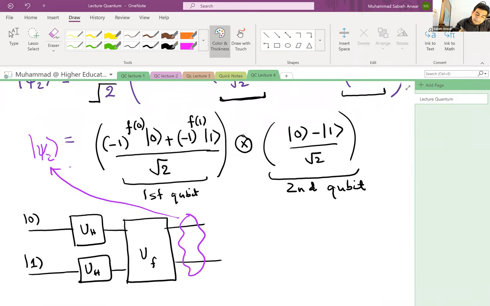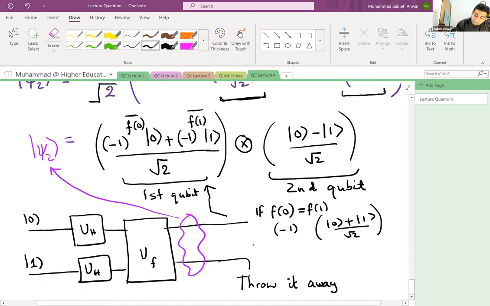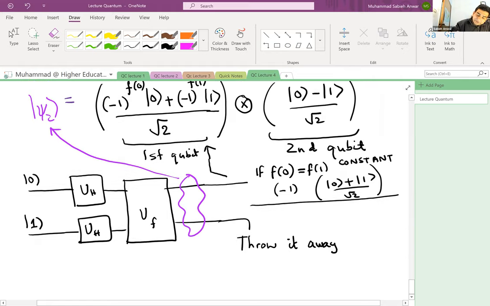Now, this turns out to be pretty neat because the second qubit is independent. It has been factorized out. And we don't care about it. We can just throw it away. It becomes a don't care condition. Throw it away. However, it was needed for the actual function evaluation. Now, look at the first qubit. This is the state of the first qubit. If f0 is the same as f1, then my first qubit is minus 1 times (0 plus 1) over root 2. Okay, so if my function is constant, this is the state of the first qubit.